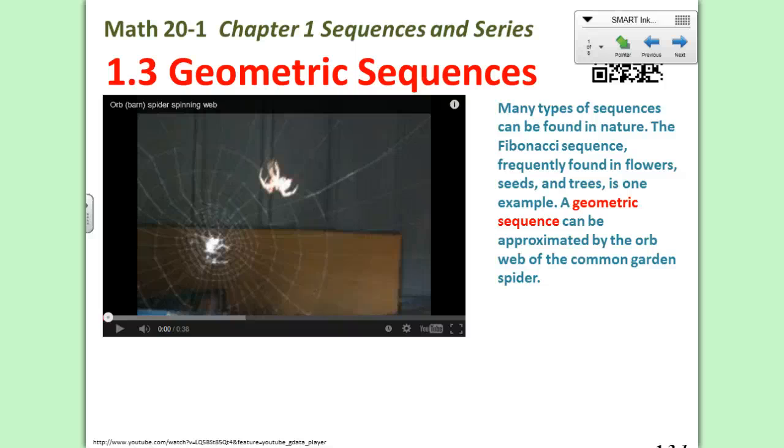So one of the things about geometric sequences is they aren't going to follow the same pattern as arithmetic. They're different. There are many patterns. We looked at Fibonacci's that follow different types of sequences, and we need to discover this new one. So one of the examples I'll just play is an example of a spider spinning a web.